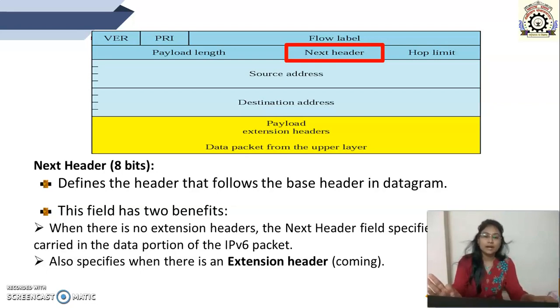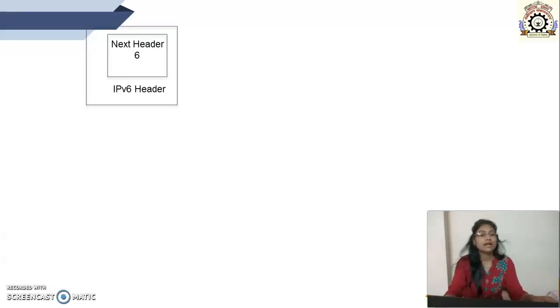in the data packet. The second case is that if extension headers are present, then the next header field is used to indicate the next header which follows this base header. It means it is used to indicate the extension header which follows the base header. Now we will see both cases. First we will consider the case where the extension headers are absent.